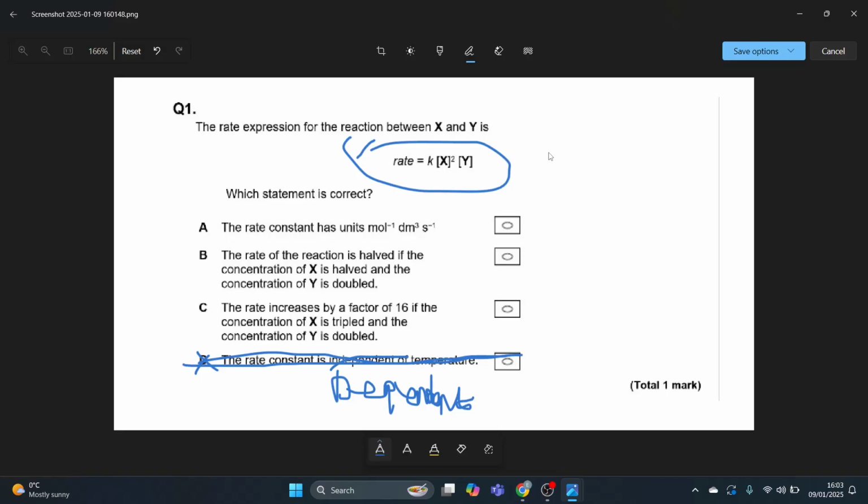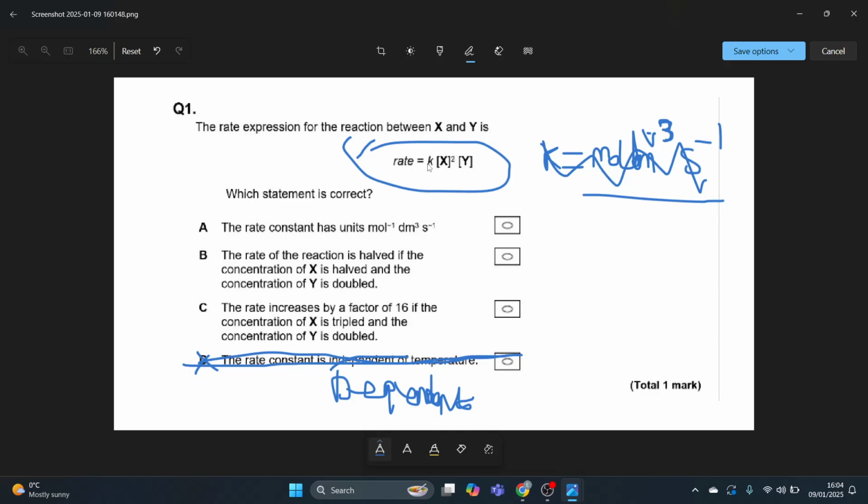A, well, let's work that out. So K, rate constant K, equals rate, mol per dm cubed s to the power minus 1. Is it mol per dm cubed s to the power minus 1? Yeah, I think mol per dm cubed divided by... Actually, let's look at B and C. Because B and C are just wordy questions, it's not a requirement to calculate that. B, the rate of reaction is halved if the concentration of X is halved and the concentration of Y is doubled. So let's think about it.